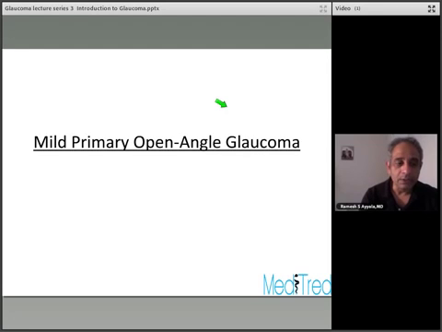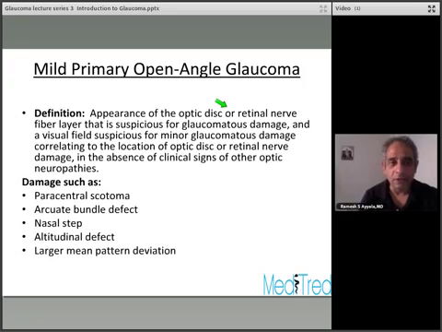Let's move on to the next step in the progression of primary open-angle glaucoma. This is mild primary open-angle glaucoma. How do you define mild? An appearance of the optic disc or retinal nerve fiber layer that is suspicious for glaucomatous damage, and a visual field suspicious for minor glaucomatous damage correlating to the location of optic disc or retinal nerve fiber layer damage, in the absence of clinical signs of other optic neuropathies.